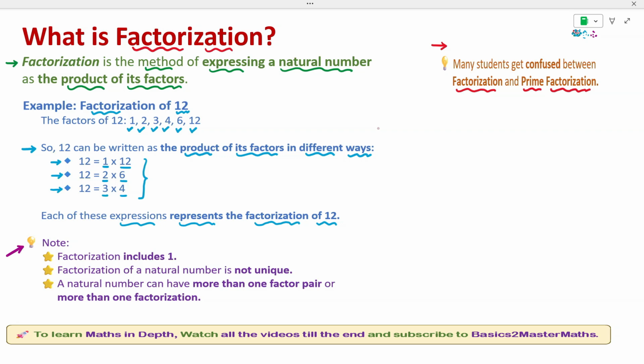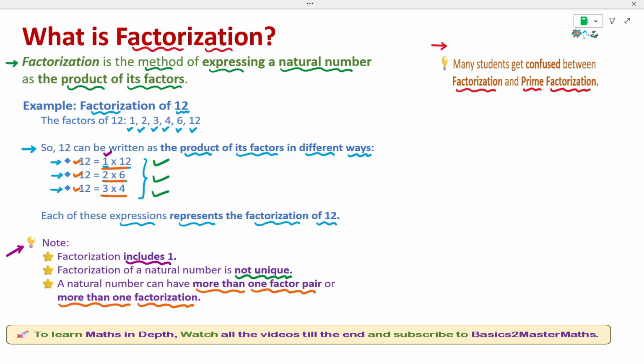Remember, factorization includes 1. Factorization of a natural number is not unique. A natural number can have more than one factor pair or more than one factorization. Got it?